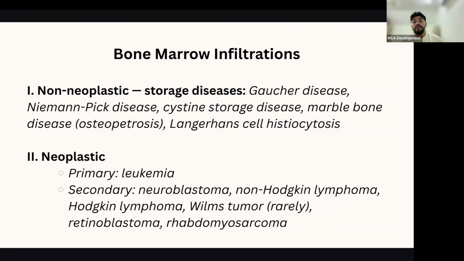The neoplastic side of it could be leukemia, which is the primary part, affecting your bone marrow, of course. Secondary to that could be neuroblastoma, non-Hodgkin lymphoma, Wilms tumor, retinoblastoma as well. All right. So I think it's best that you just be familiar with the names so that if a question comes and attacks you, you'll be able to know which category this is coming from.